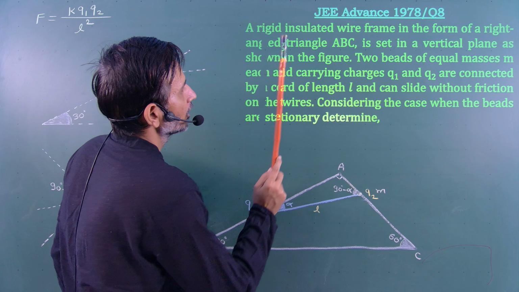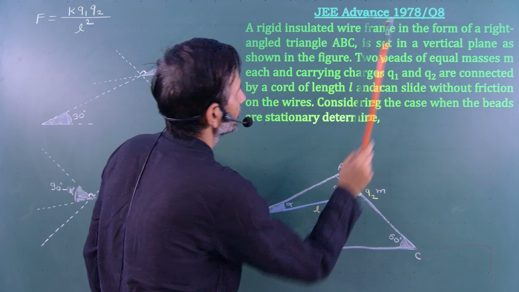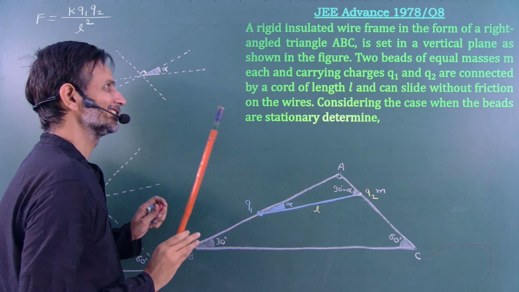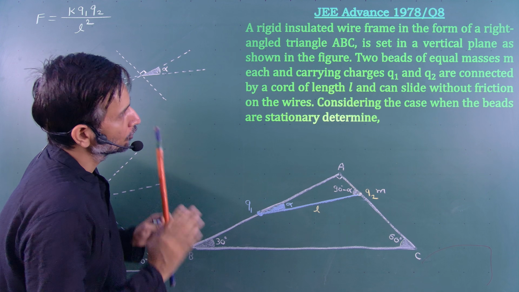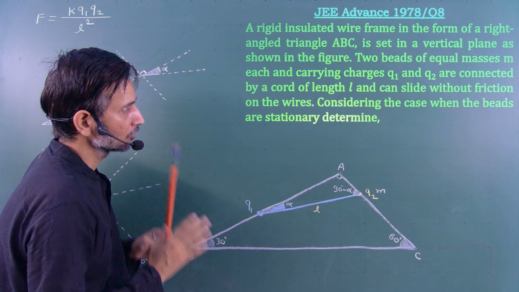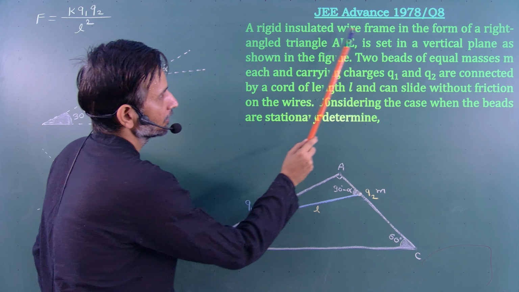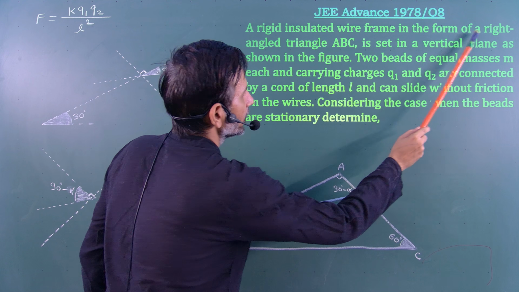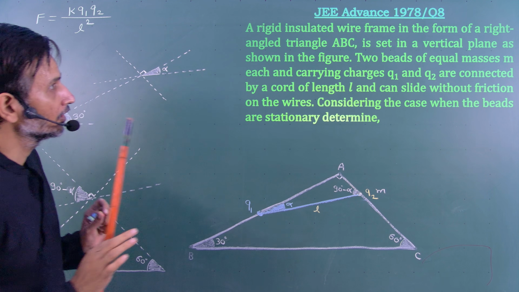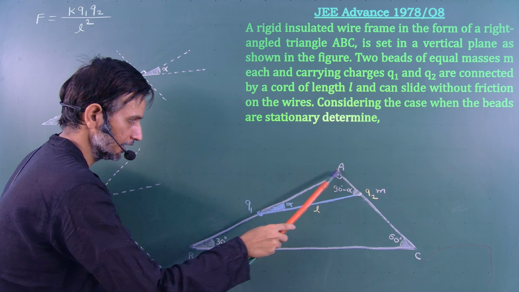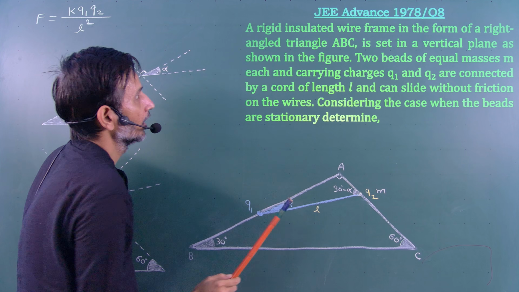Students, let us solve this JEE Advanced 1978 question number 8. This question is related to the electrostatics chapter, and this is a very old question, but we will solve it. A rigid insulated wire frame in the form of a right-angled triangle ABC. There is a wire frame ABC, which is insulated and rigid.